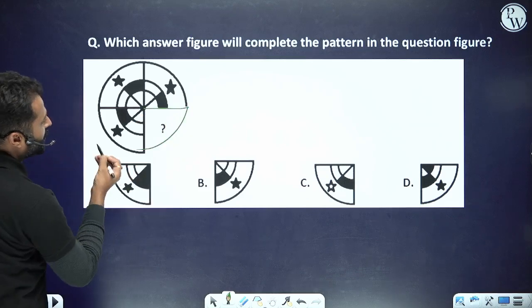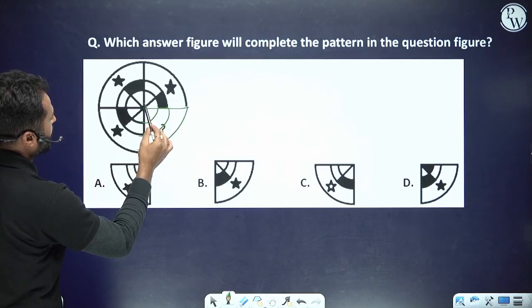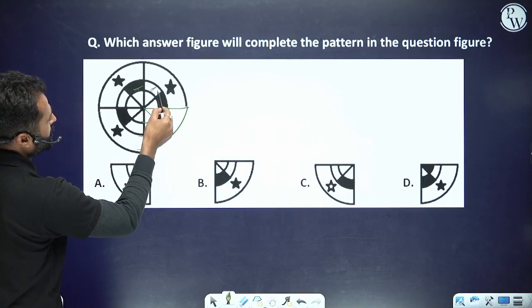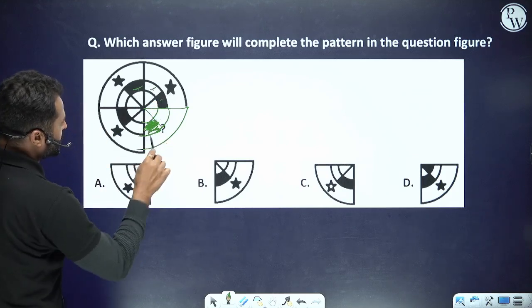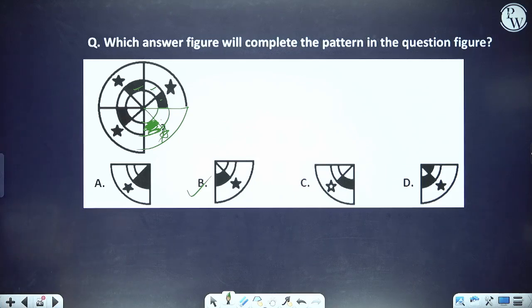So I'll try to fix this. This part will come here. And this. And a line should come outside. And see, alternate parts are painted. This is painted. This is not painted. Not. And this needs to be painted. And here, obviously, we will have a star. We'll consider B the most appropriate answer for this question.